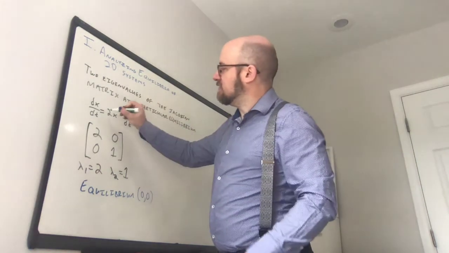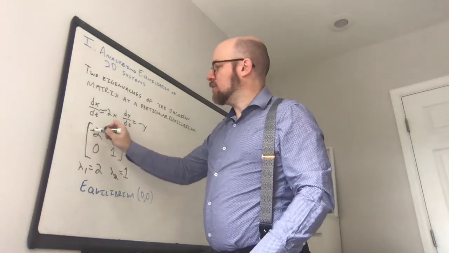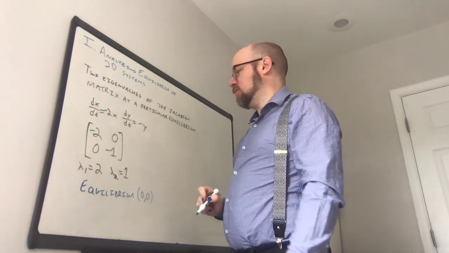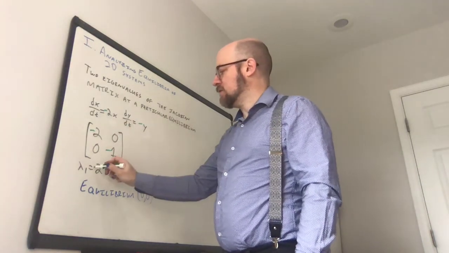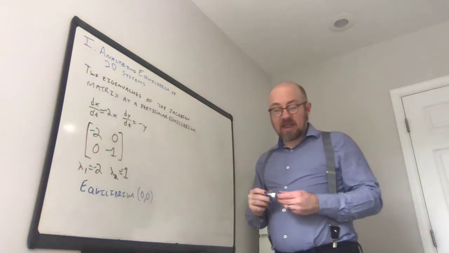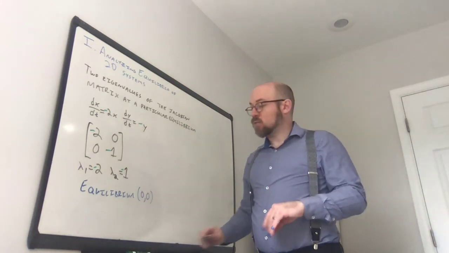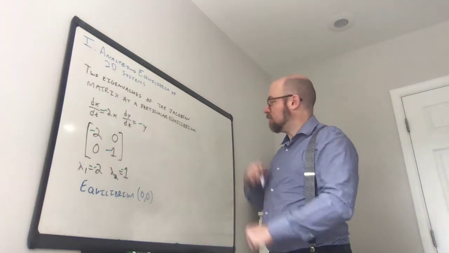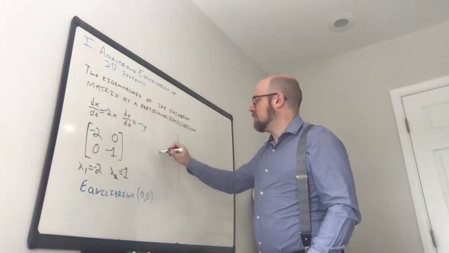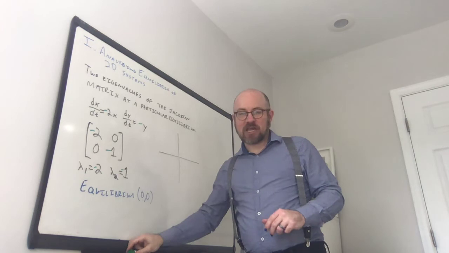So say this is negative 2x and negative y instead. Our Jacobian is now going to be negative 2, 0, 0, negative 1. Our eigenvalues are -2 and -1. Now both eigenvalues are negative rather than both being positive like they were before. And if you look at your nullclines, which are the same, the behavior has now changed.